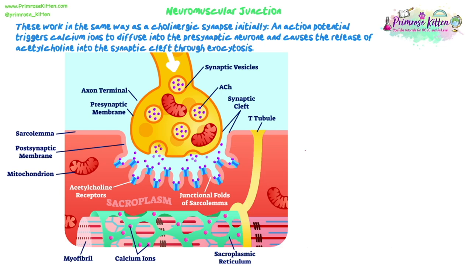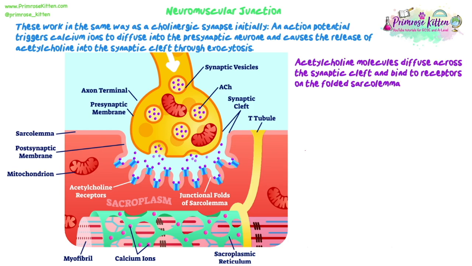So we're mostly looking at the differences in the postsynaptic membrane and what happens there, because we've not just got another neuron and it's a little bit more complicated. In the same way as before, the acetylcholine is going to diffuse across the synaptic cleft and bind to receptors. But this time you'll notice there are folds in the sarcolemma. So it's not just a smooth, straight surface. There's lots of folds, and all of the receptors are within the membrane on those folds.